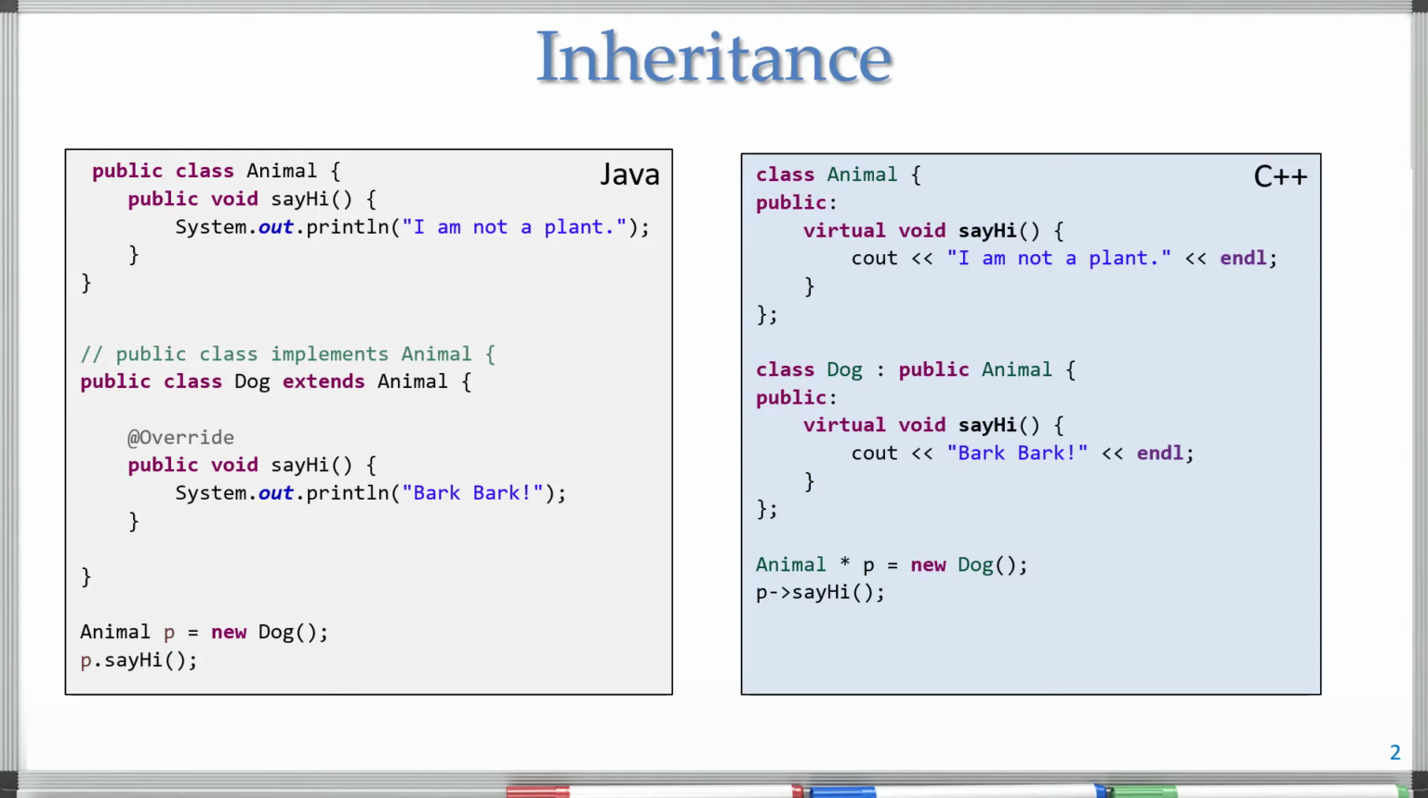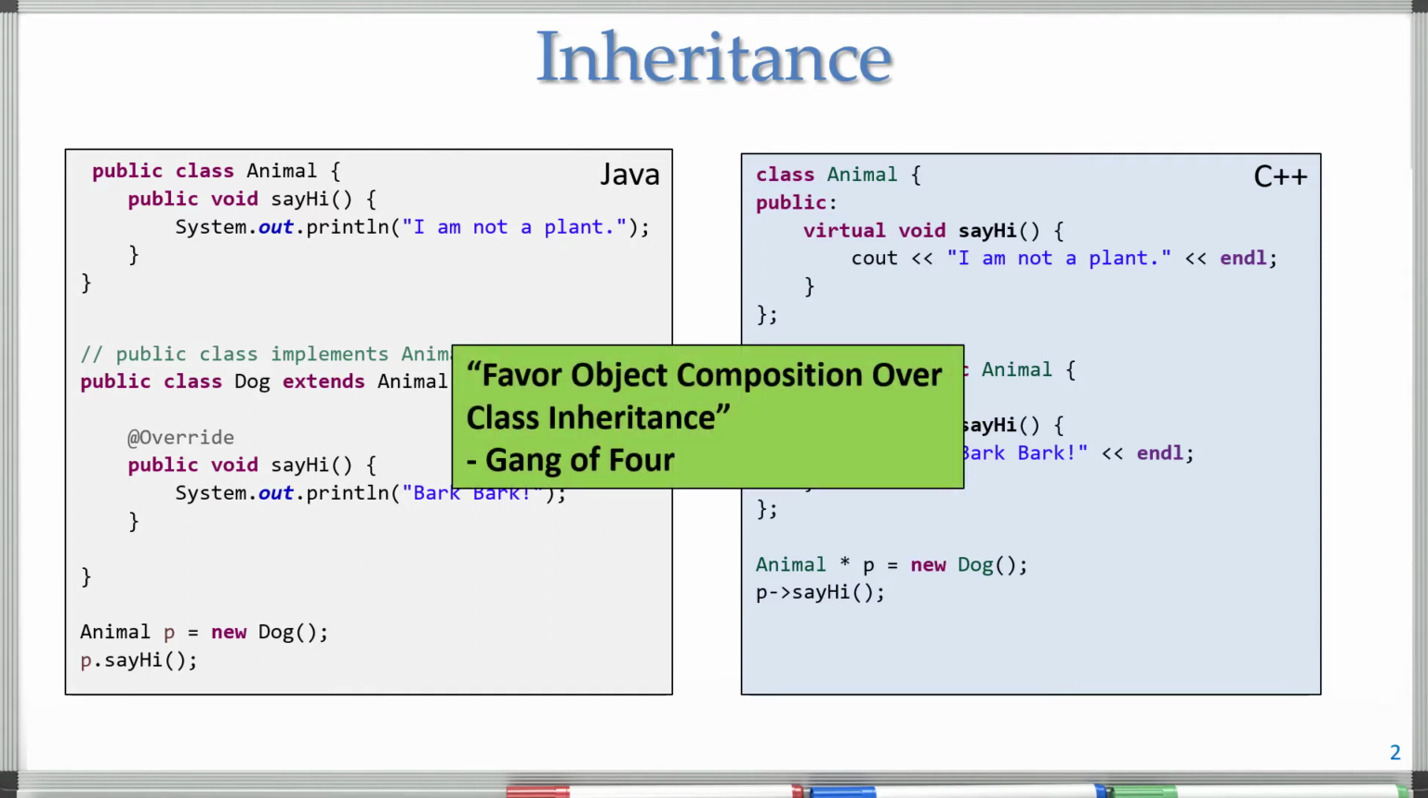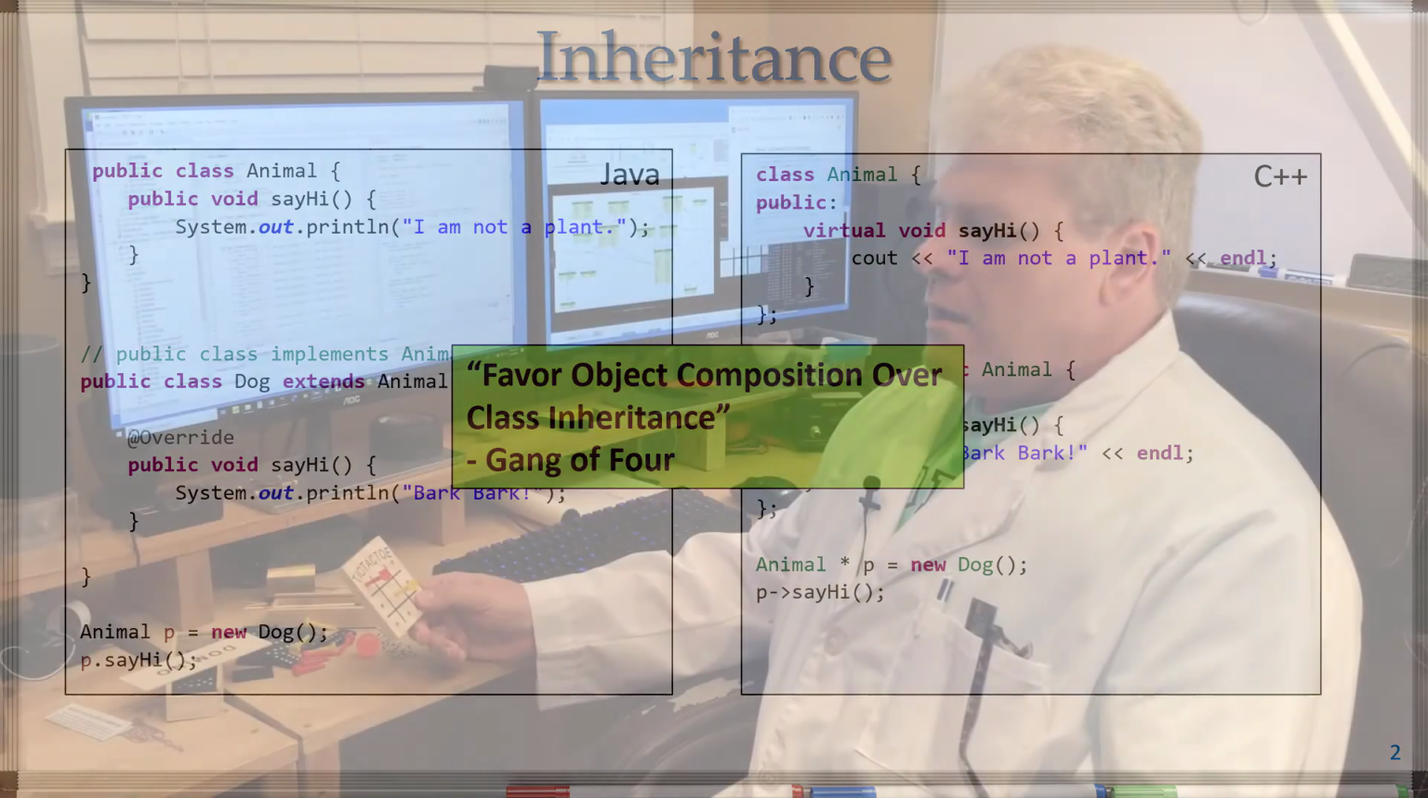Inheritance is the first OO concept that students latch onto, but the concept of composition is almost always a better solution. In this course, we'll discuss the difference between composition and inheritance and when to use each, but as a general rule, the famous Gang of Four recommends that you favor object composition over class inheritance. We'll be seeing a lot of the Gang of Four and their famous design patterns throughout this course.